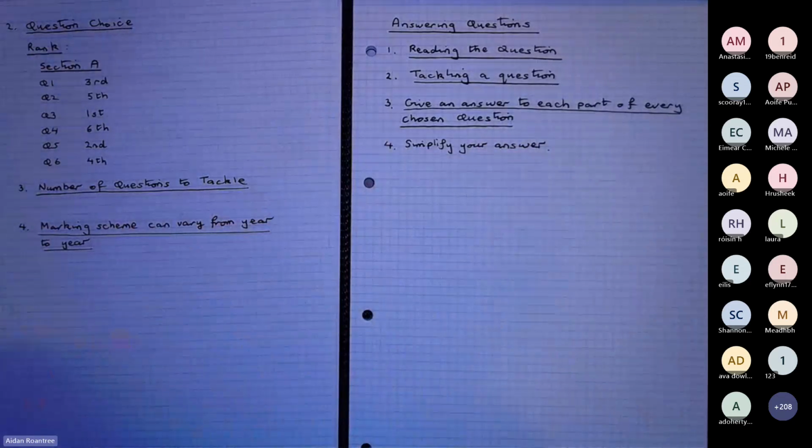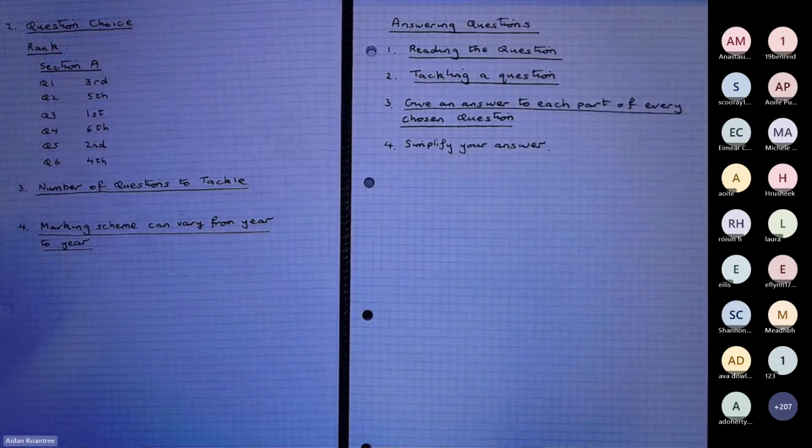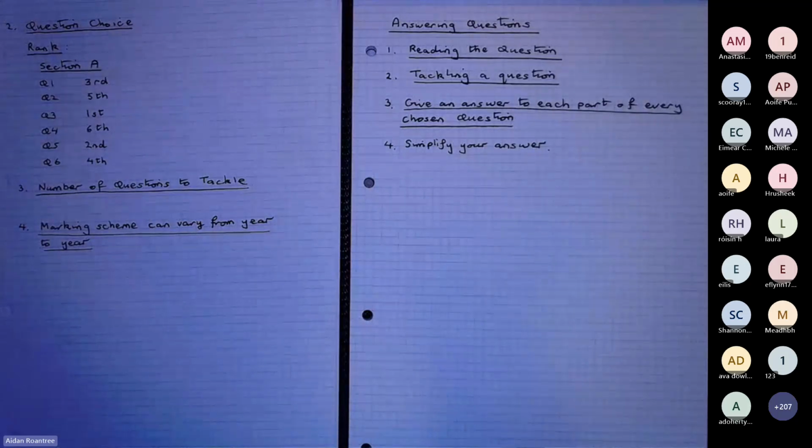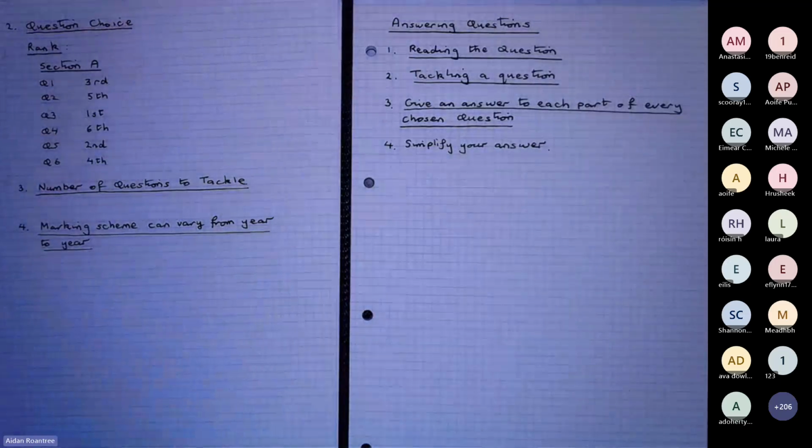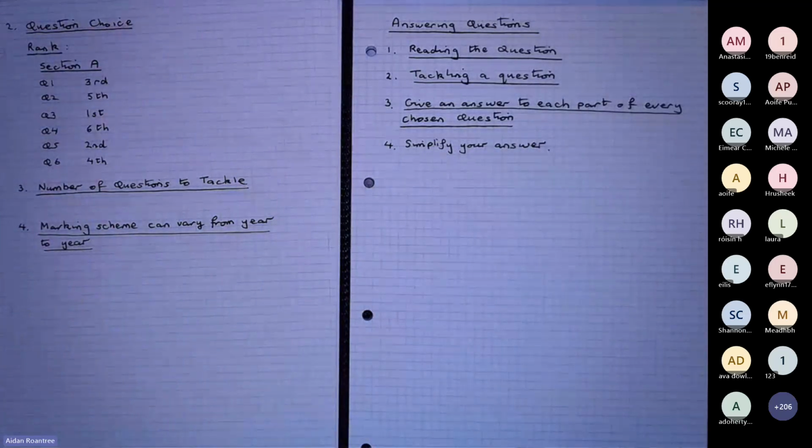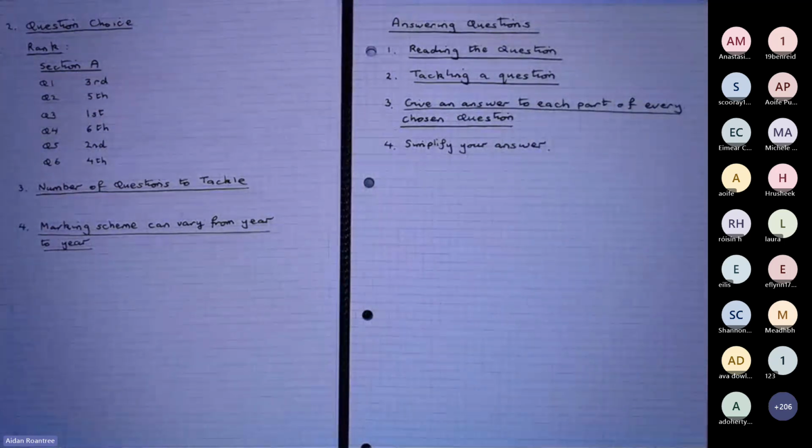Now, the instructions inside the Leaving Cert answer booklet include the following instruction. It says, you may lose marks if your answers are not given in simplest form where relevant.